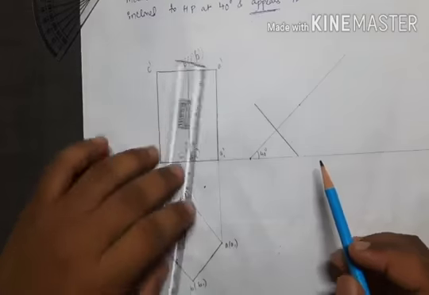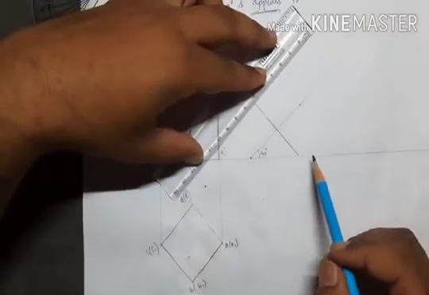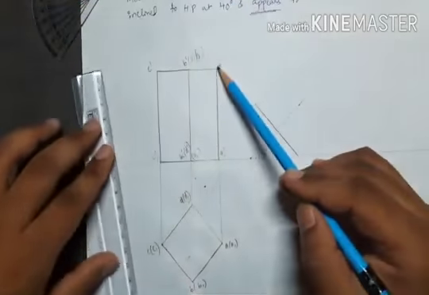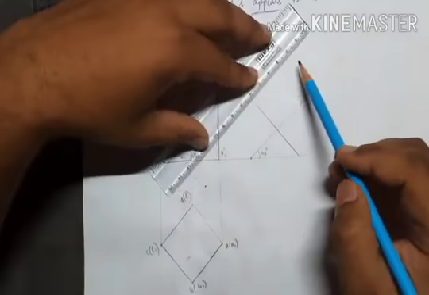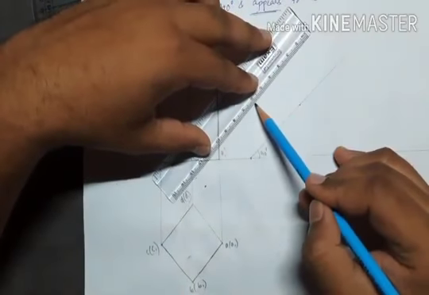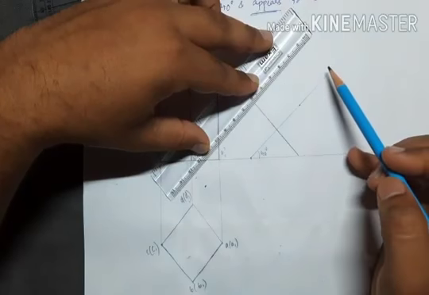Now you have to draw the vertical lines. These lines at 60. So the length is already there. 60.